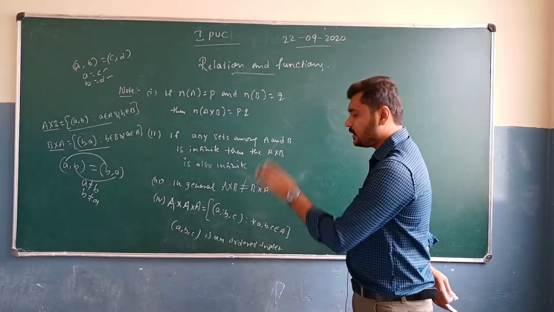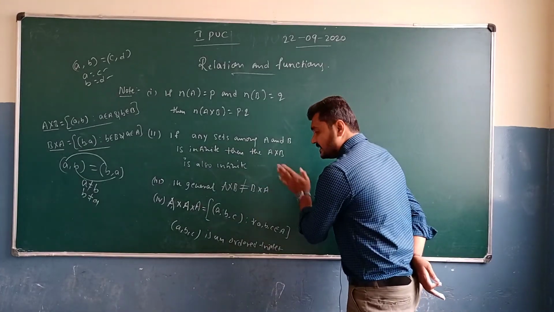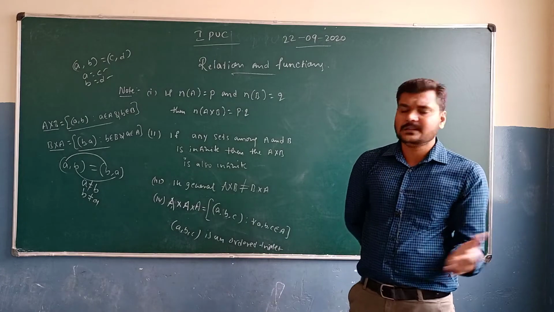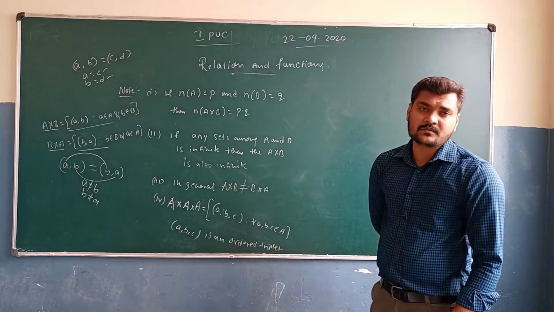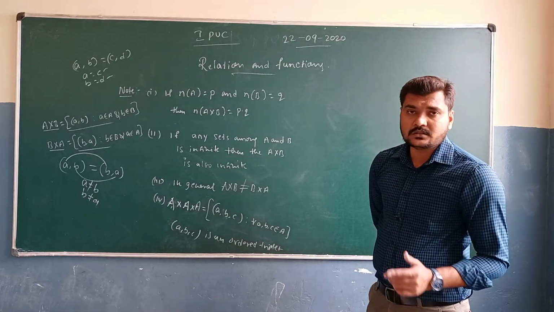So for that reason, we can easily say that in general for every set, A cross B is never equal to B cross A.